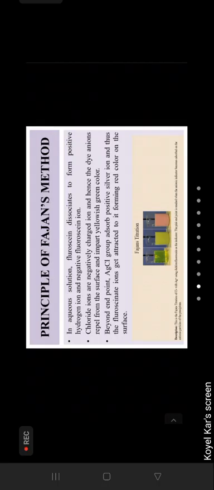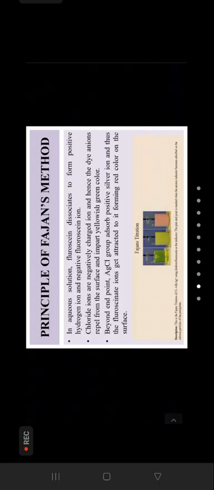Now, slowly, the concentration of the Cl minus ion will decrease within the solution and that of Ag plus ion will increase in the solution. So, the negatively charged fluoresceinate ion will migrate towards the positively charged Ag plus ion. Since Ag plus is positively charged and fluoresceinate is negatively charged, they will have a tendency to attract each other. As soon as this fluoresceinate ion gets attracted towards the Ag plus, it will lead to the formation of a colored precipitate on the surface of the solution.